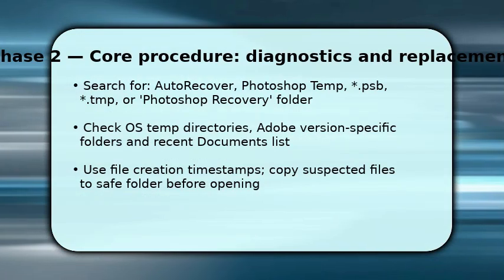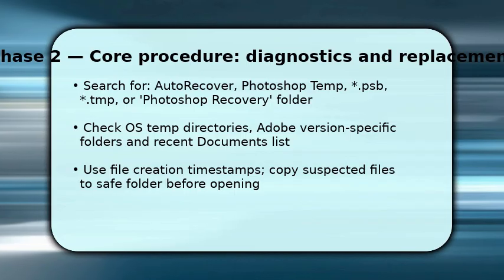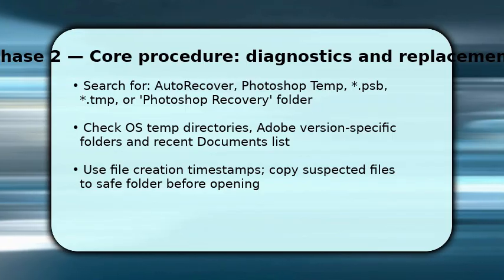Now you search for candidate files. Look for files named with Auto Recover, Photoshop Temp, or extensions like PSB and TMP. Use your OS search filtered by date and file type, and check Adobe version-specific folders under App Data, Library, or /TMP. Once you find files with recent timestamps, copy them to a separate folder.